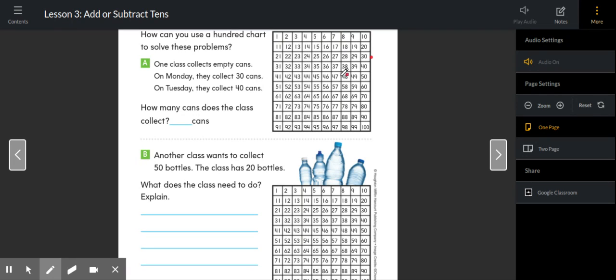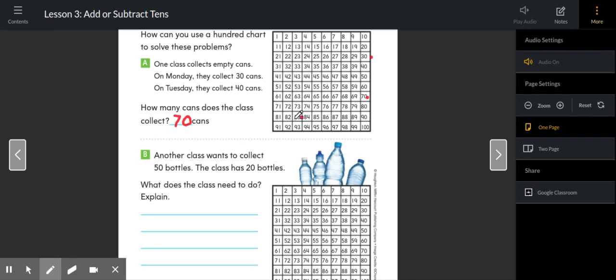So we know that that's an adding problem. They collected 30 and then they collect 40 more. So we're going to start at 30 and watch how I hop. I'm going to go 10, and I don't say 10 until I leave the 30. So I'm going to start at the 30 and I'm going to say 10, 20, 30, 40. So I'm saying that 30 cans on Monday plus 40 more cans gives me 70 cans.